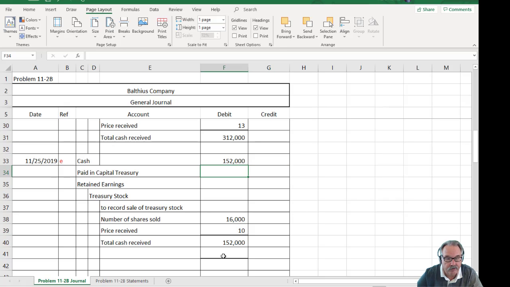Oh, that's right, it is a debit. The 24,000 that we recorded up above, we've got to wipe it out. What we have to do is take those 16,000 shares out at $12, which is $192,000. And in order to balance the entry, we're going to have a debit to retained earnings for $16,000. That's going to make retained earnings go down.